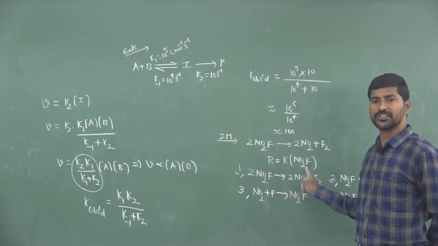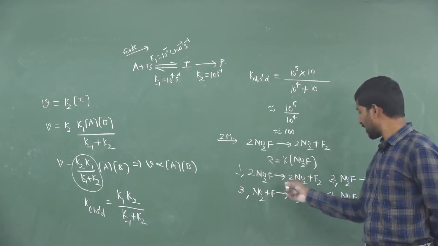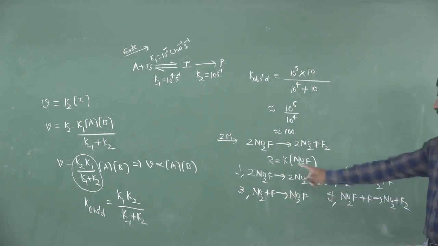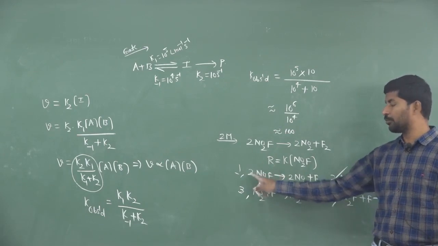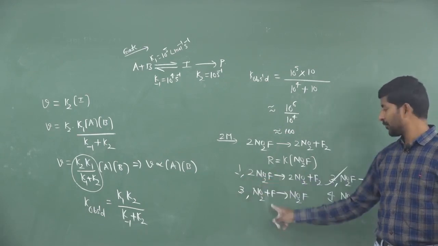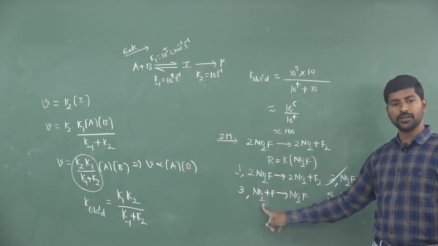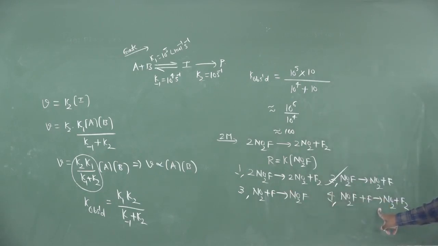That means in the rate determining step, the reactant should be NO2F. Where do we have NO2F only? Second option, right? If it is the rate determining step, we get rate equal to rate constant into NO2F power 2. If this is the rate determining step, what rate equation may we get? Rate is equal to rate constant into NO2F into F. Okay, direct question.